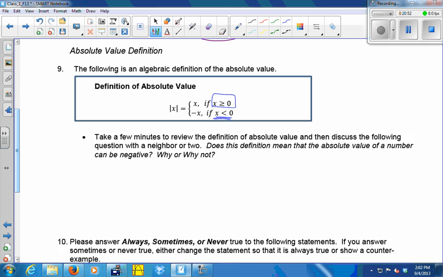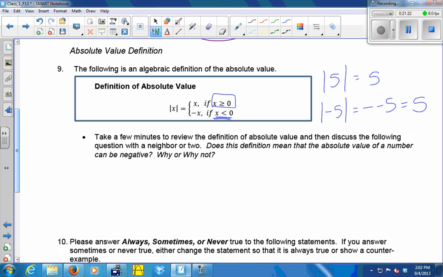And what's the opposite of a negative? Positive. So this is like saying the absolute value of 5 is 5, because it's positive, so it just stays the number. The absolute value of negative 5 is the opposite of negative 5. This negative sign came from the negative 5, and negative negative 5 is 5. Absolute value just makes stuff positive.